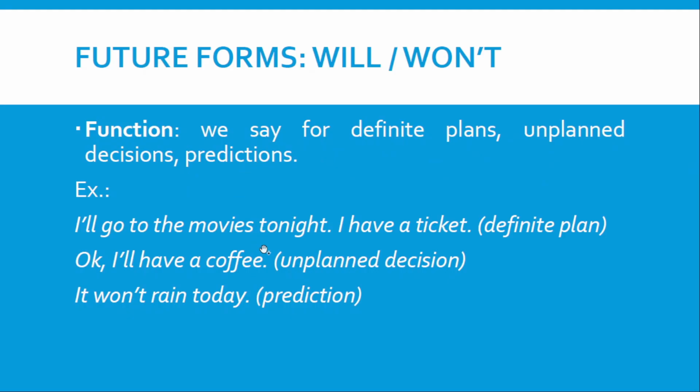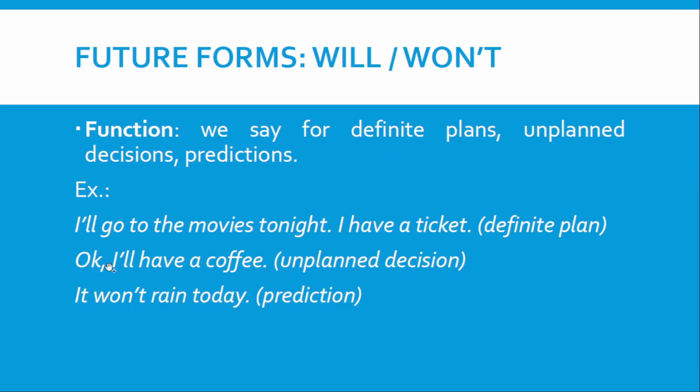As you can see, we have 3 examples. The first example is a definite plan. As you can see, I'll go to the movies tonight. I have a ticket. So imagine that I have more or less 95% certainty about this action for the future. So we can say I'll go, right? This is a contraction form.